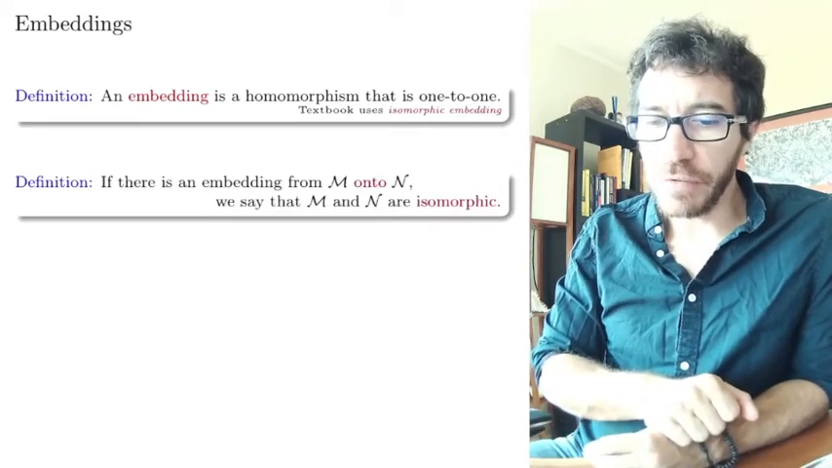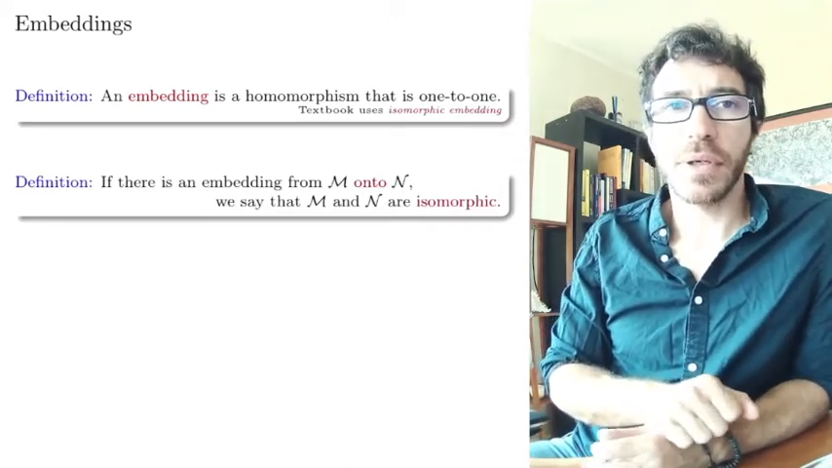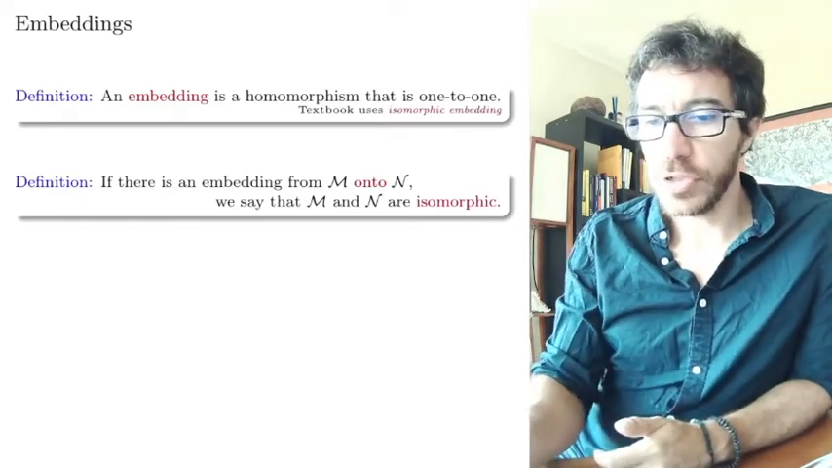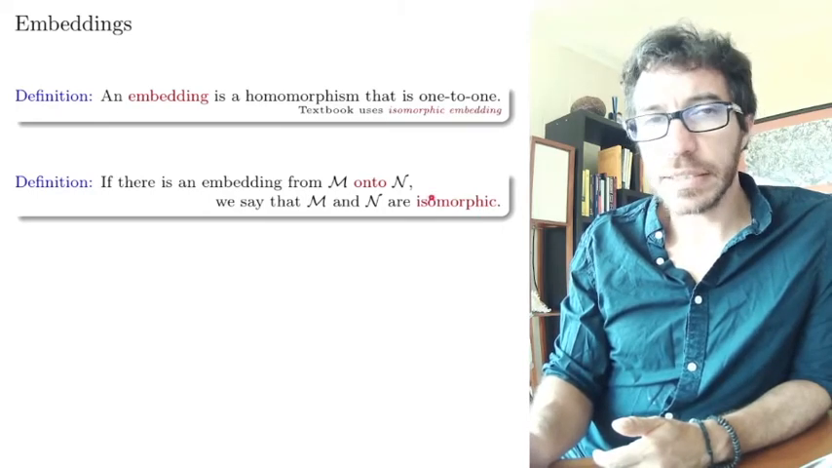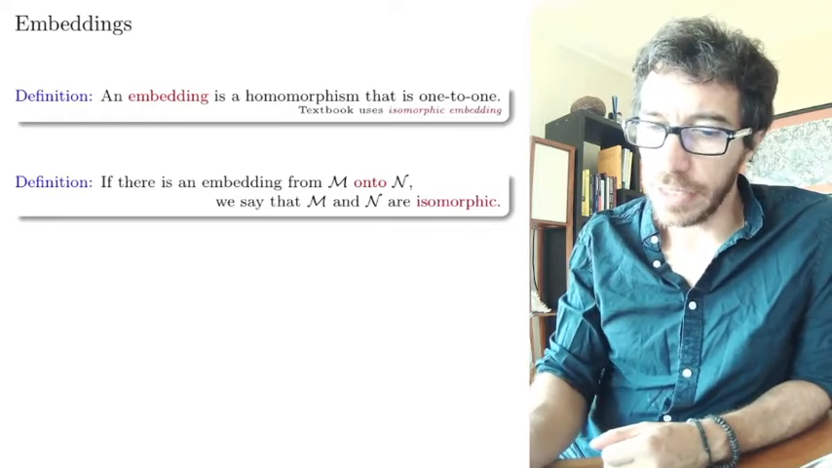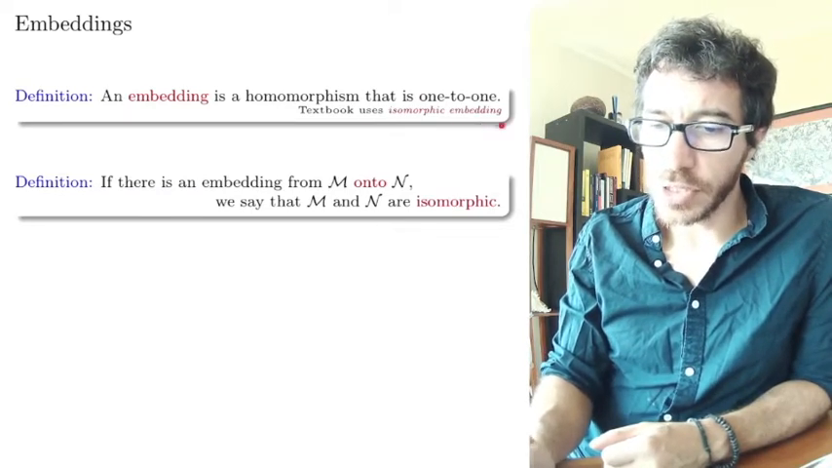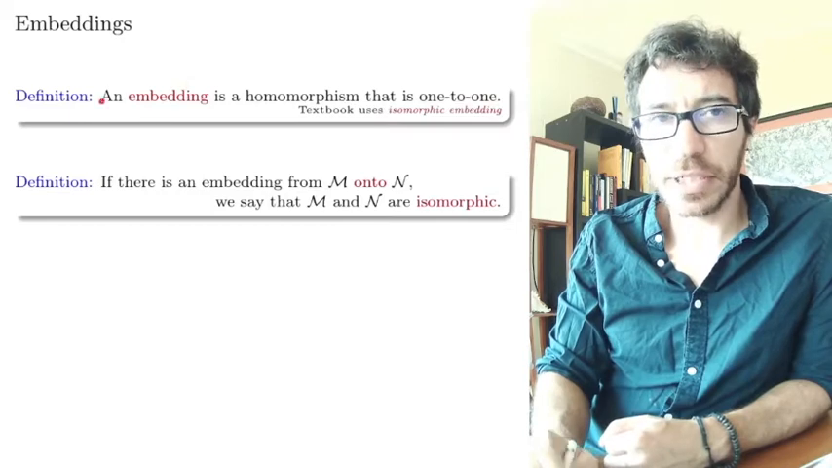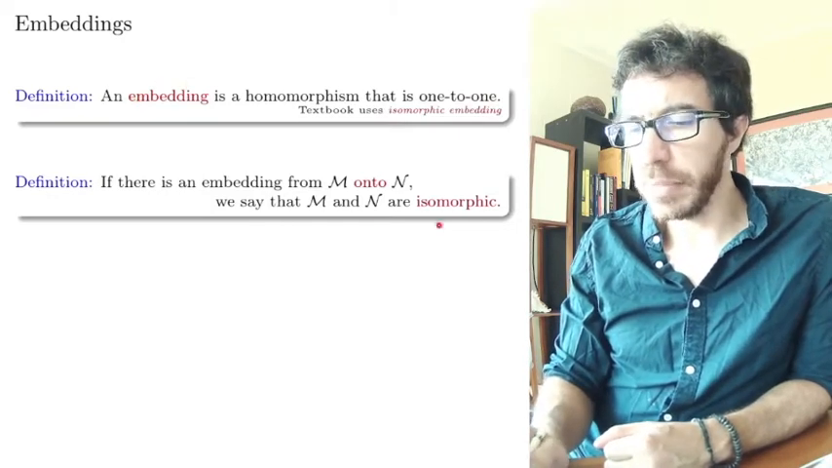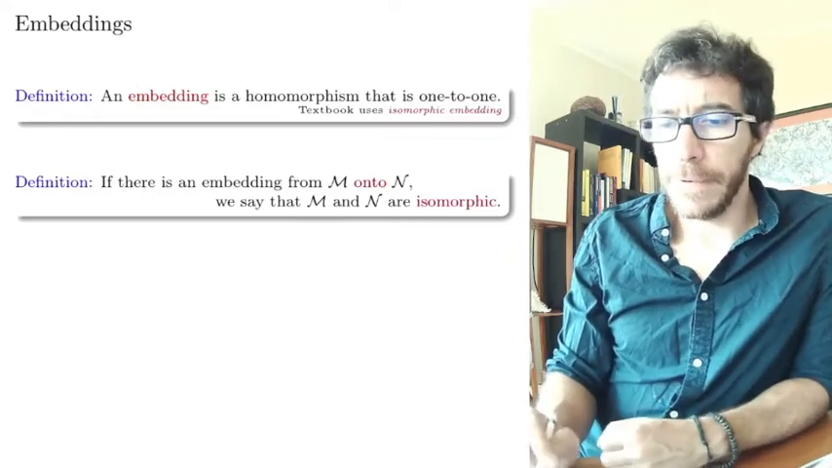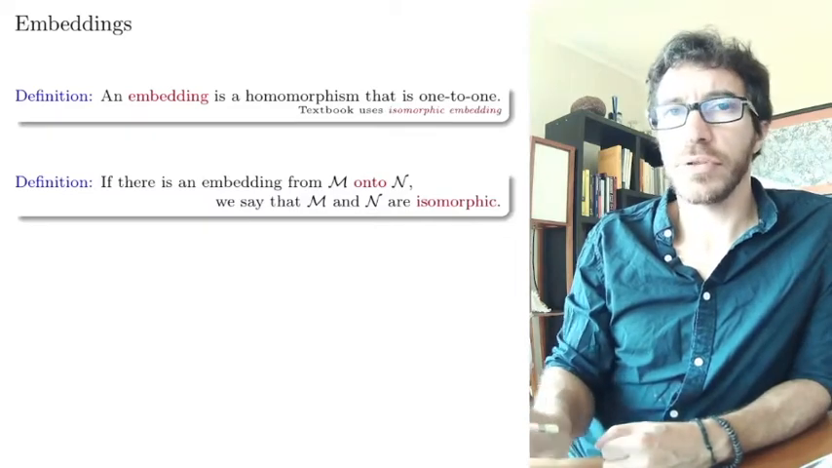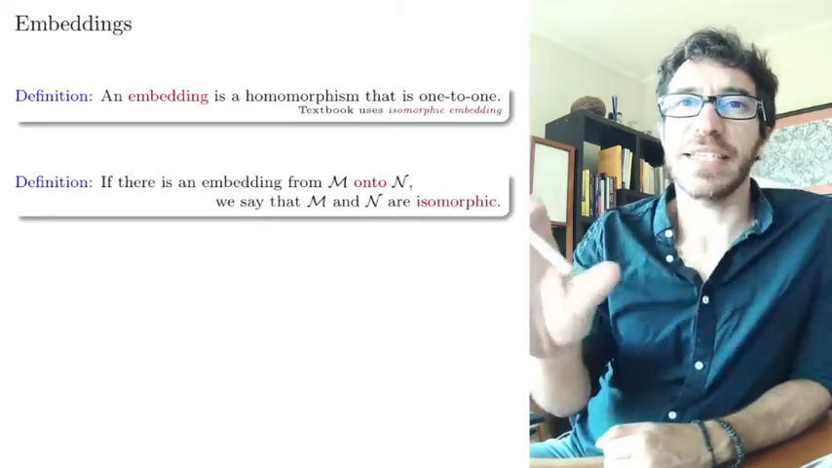Okay, so if an embedding is also onto, that means it's a bijection, we say that it's an isomorphism. So an isomorphism is an embedding that is also onto. Let me remark that the textbook uses isomorphic embedding for what I'm just going to call plain embedding. And for me, and actually for everybody in algebra, isomorphism is the word you use when you have a bijection. So you preserve the structure, and you preserve it essentially back and forth.